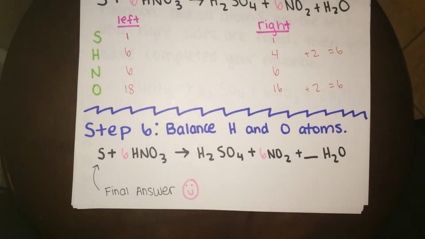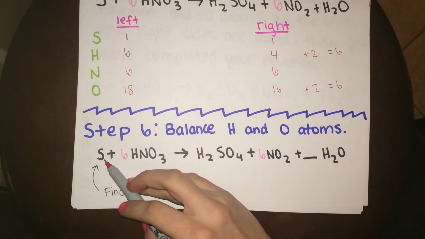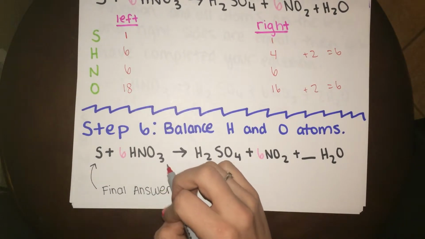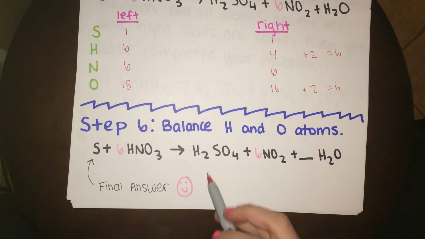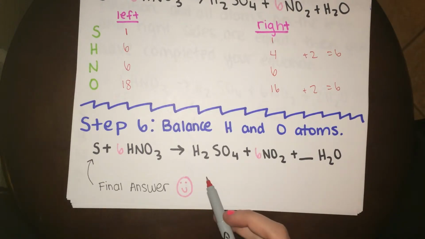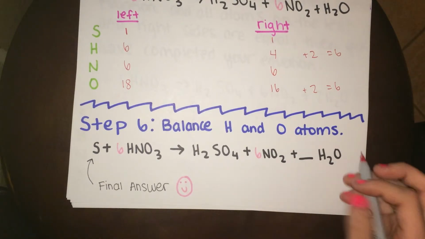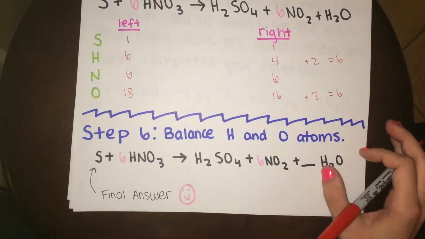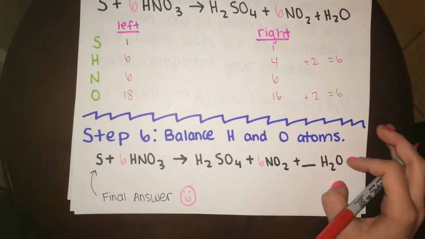So right here, there is 1 sulfur, 6 hydrogen, 6 nitrogen, and 18 oxygen. Right here, there's only 2 hydrogen, and then there's 2 hydrogen here, so 2 plus 2 is 4, so that means that it's 4 hydrogen.